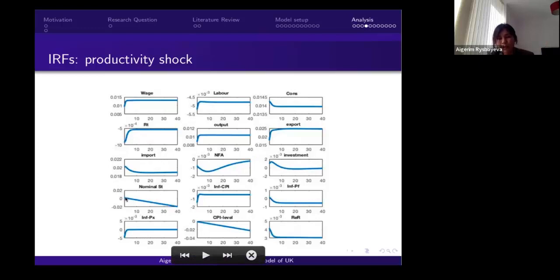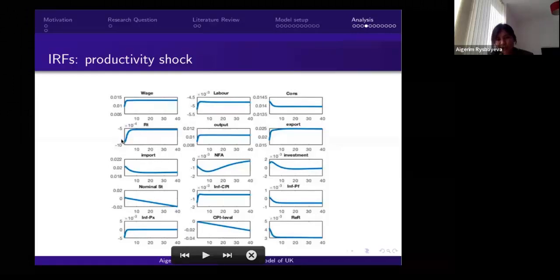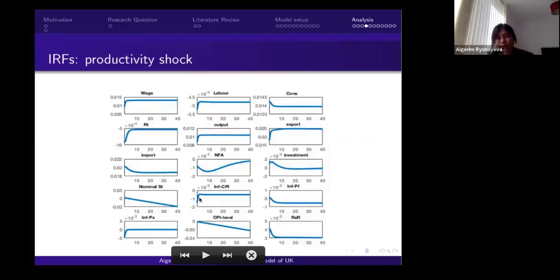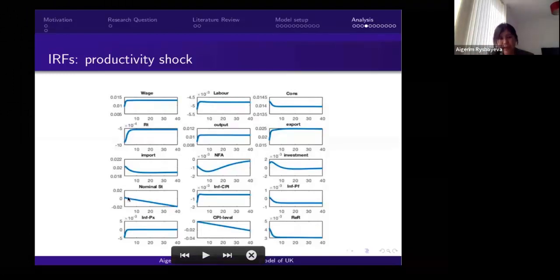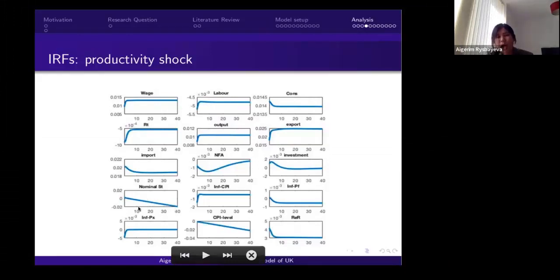Here you see the nominal exchange rate. We have appreciations and depreciations. It appreciates because the interest rate goes down, and this goes down because CPI goes down. From the Taylor rule, we know that when we have a decline in inflation, the interest rate drops, and because the interest rate drops, capital flows out of the economy, so the exchange rate here appreciates, but then depreciates. Most of it depreciates.